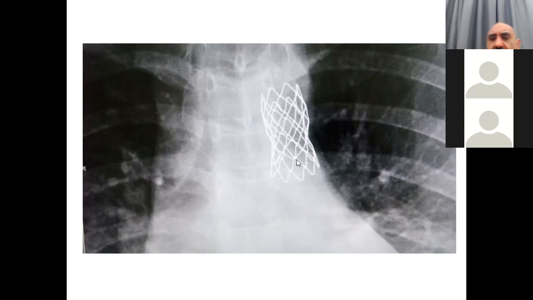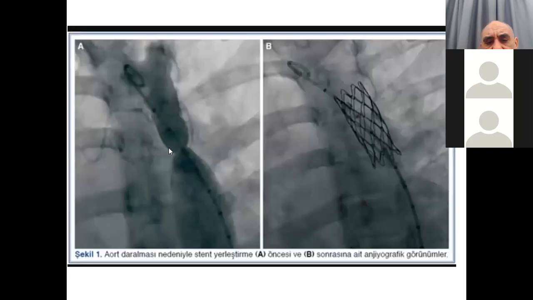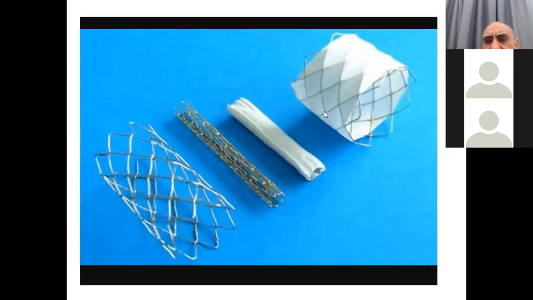So there was a coarctation of the aorta, and this is the stent of the aorta at the level of the coarctation, which is distal to the left subclavian artery. And this is the procedure of the coarctation of the aorta. This is the catheter, and this is the web constriction of the coarctation of the aorta, and this is when the stent has been inflated. And these are different types of stent we use for coarctation of the aorta.